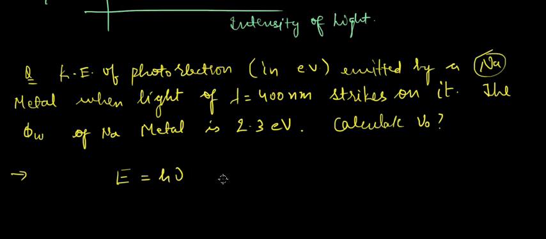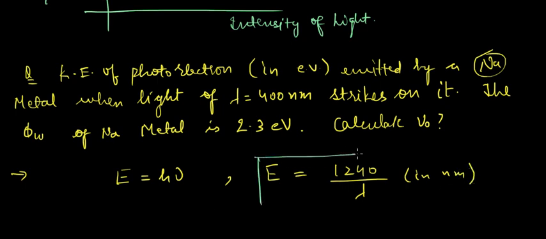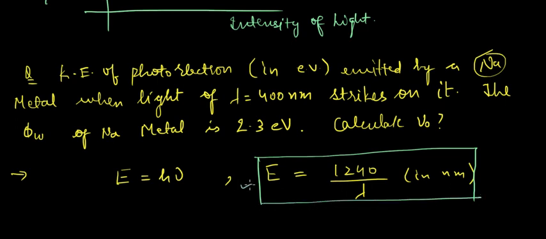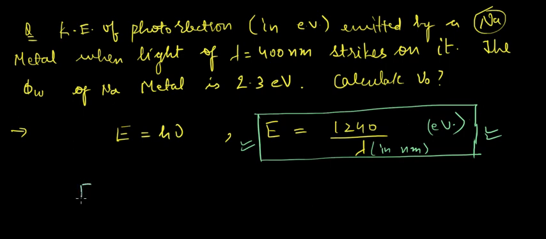So first you have E equals h nu. This is one of the ways of having the energy. Then another way of having the energy in electron volt is 1240 upon lambda in nanometer. So this is very important, just remember this. Here the wavelength lambda is in nanometer, and the energy is in electron volt. The earlier energy was in joules, and if you have to calculate energy in electron volt, you have to use this formula.